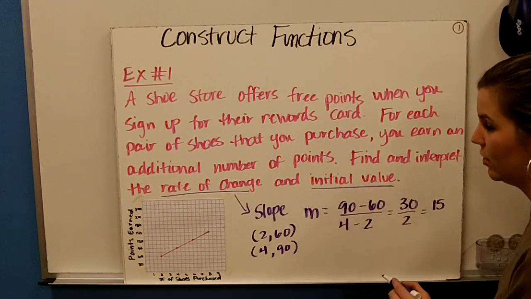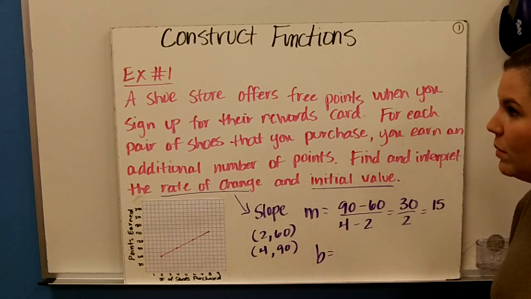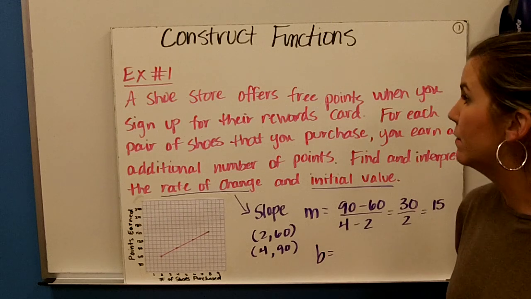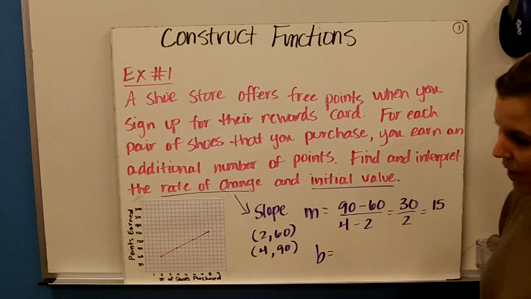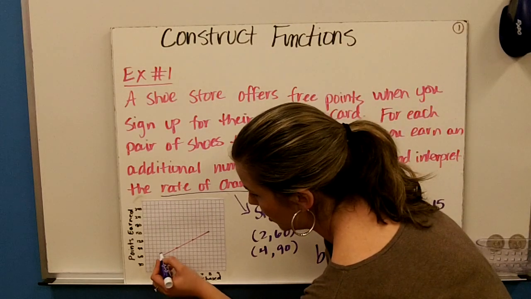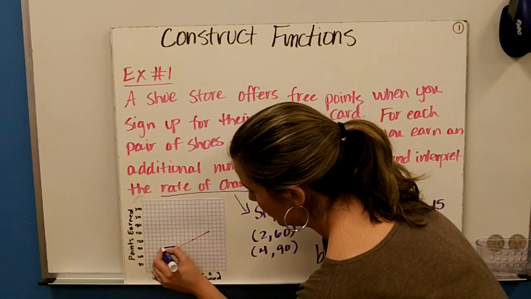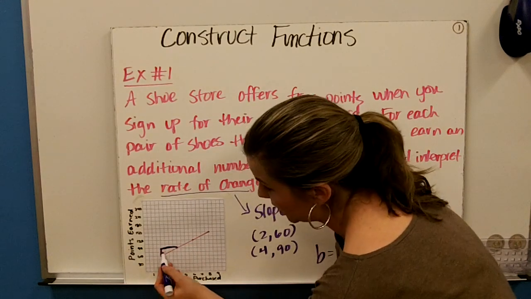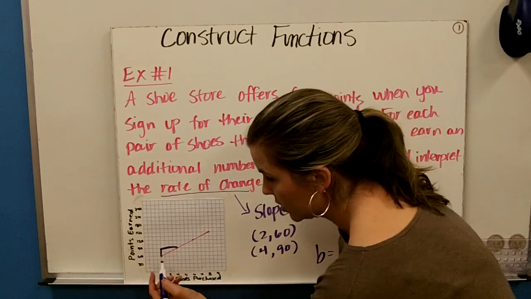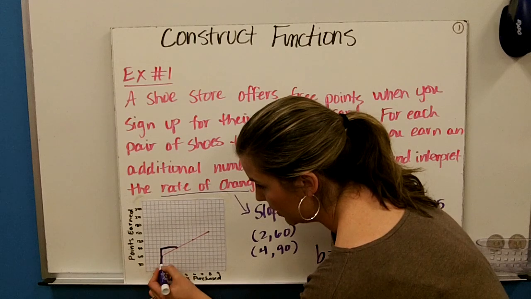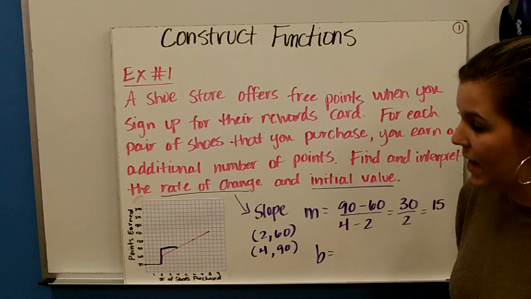The initial value, that's our y-intercept, that's our b value, our starting value. How many points do you start out with if you have a card? So we can look at the pattern on the graph and go backwards. So from each set of points, each point to the next point on the line, it's up 2 and to the right 4. So we could do the opposite, go down 2 and to the right 4. And we end up on the y-axis.